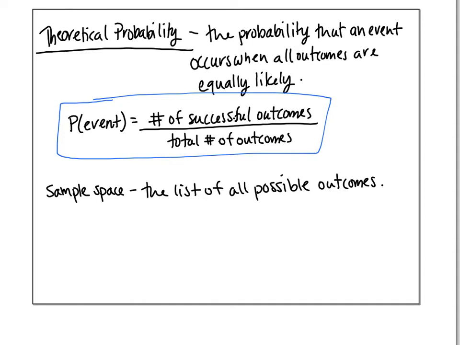The other definition I have for you here is sample space. The sample space is the list of all the possible outcomes, and we're going to see that in the next example.